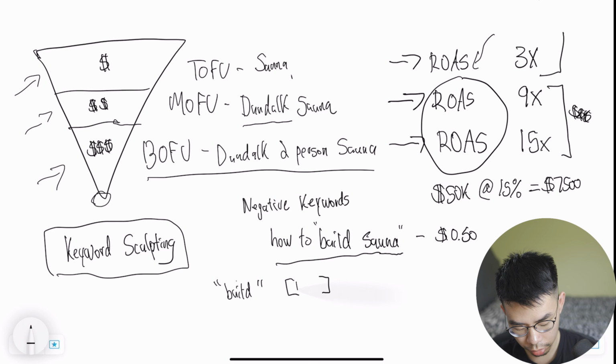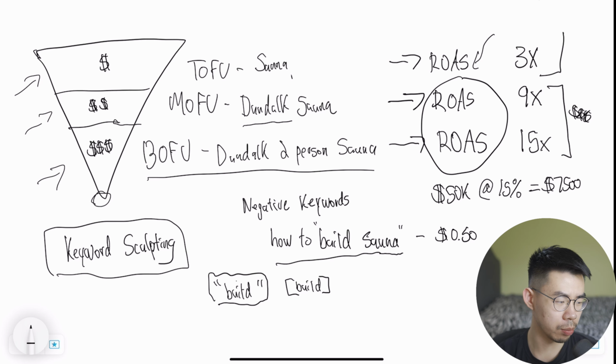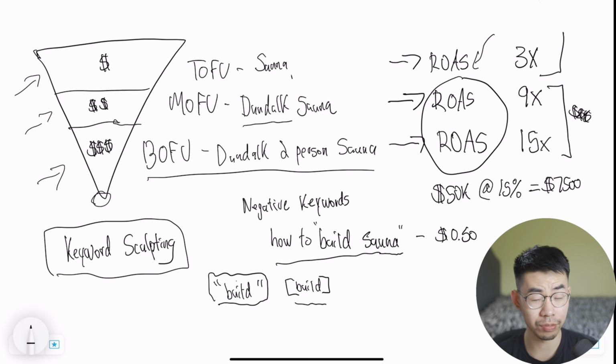So you can use phrase match, which just means that any keyword that has the term build in it, for example, how to build a sauna, how to build a greenhouse, how to build a shed, any term that has the word build in the actual search term will be removed. Now, exact match is exactly what it sounds like, exactly the search term. So someone has to type in exactly build for that keyword to be removed.